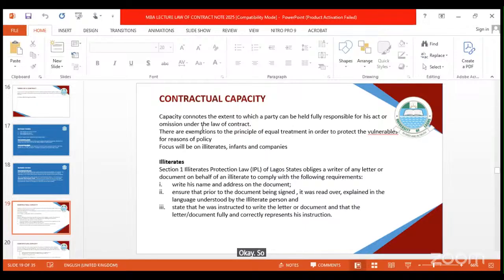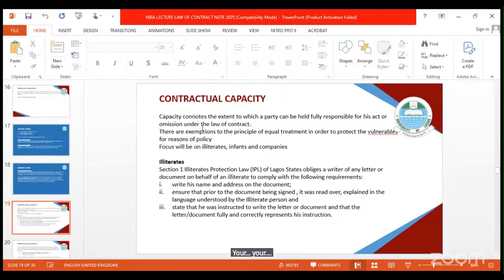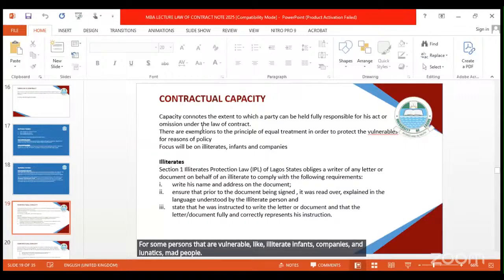So generally, every person has the capacity to enter into a valid contract. But because a contract has to do with some reasoning, some thinking, you need to analyze what you're going into and know the consequences of breach before you take a decision whether to give your intention or not. So based on that, the law tried to develop some protection for persons that are vulnerable, like illiterates, infants, companies, and lunatics, mad people, things like that.